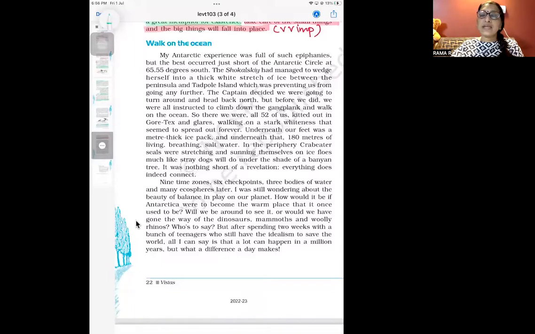My Antarctic experience was full of such epiphanies, means the fancy, but the best occurred just short of the Antarctic Circle at 65.55 degrees. The Shokalski had managed to wedge, मतलब अपने आप को लगाया था. वहां पर कोई पोर्ट तो है नहीं, into a thick white stretch of ice between Peninsula and Tadpole Island. Peninsula is a land surrounded by water on 3 sides, और उसकी वजह से वो लोग आगे जा नहीं पा रहे थे.